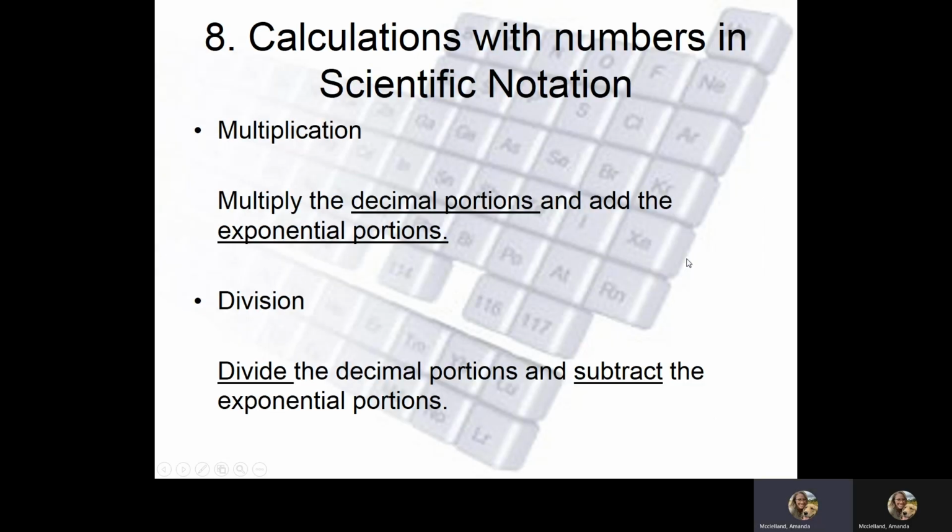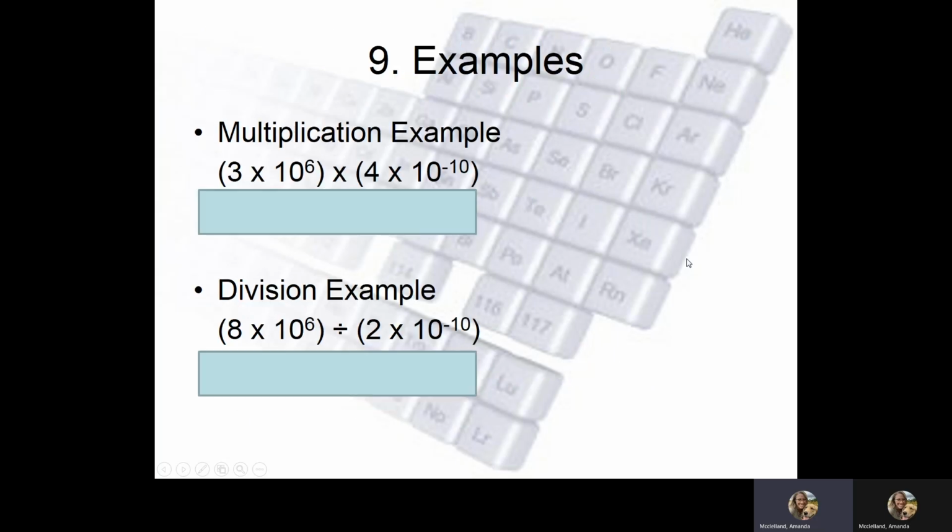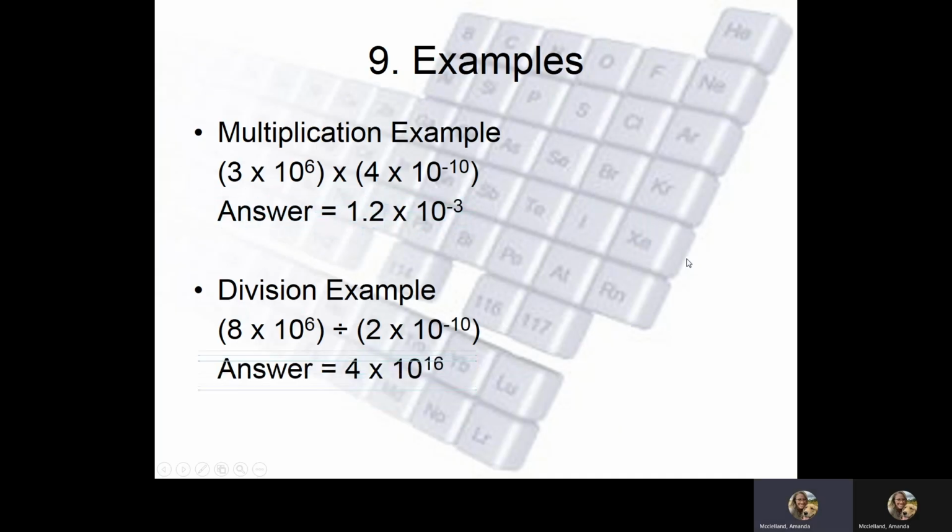When I calculate numbers, if I multiply, I'm going to multiply the decimal portions and then add the exponential portions. That's if I don't have a calculator. Same with division. If I don't have a calculator, I can divide the decimal portions and then subtract the exponential portions, or I can just put them in the calculator, okay? Depends on if you have a calculator available or not. So here are some examples. So you can practice those.